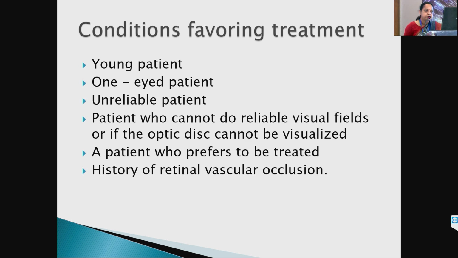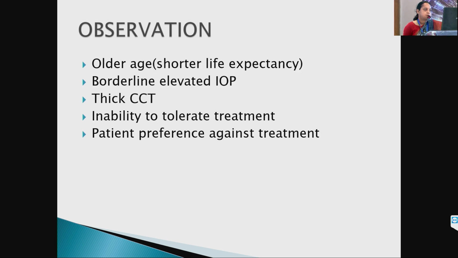Young patients, one-eyed patients, unreliable patients, patients who cannot do reliable visual fields, or if the optic disc cannot be visualized, or patients who prefer to be treated, and if there is any history of retinal vascular occlusion, it is better to treat. Observation is indicated if the patient is of older age with shorter life expectancy, borderline elevated IOP, thick central corneal thickness, if there is an inability to tolerate treatment, and if the patient prefers against treatment, it is better to observe.